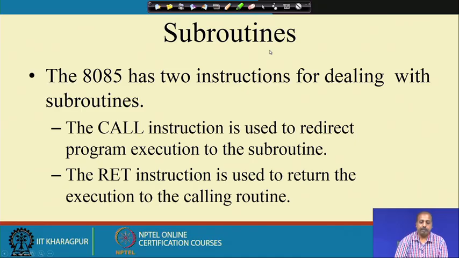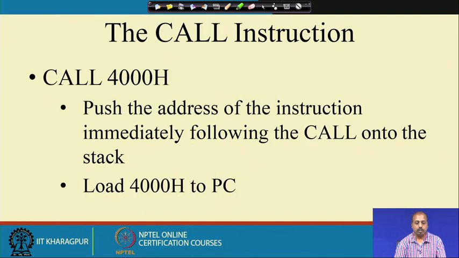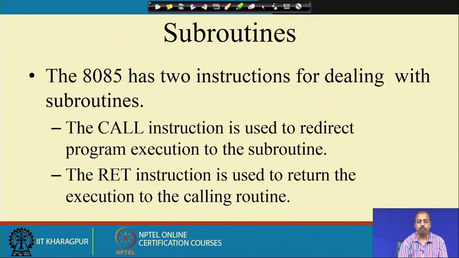Next, in case of 8085, there are two instructions that deal with subroutines. The call instruction, that is used to redirect the program execution to the subroutine, and the return instruction or RET instruction used to return from the execution to the calling routine. So, for example, this call 4000 hex, that will be used for calling the subroutine, and we have got a return instruction.